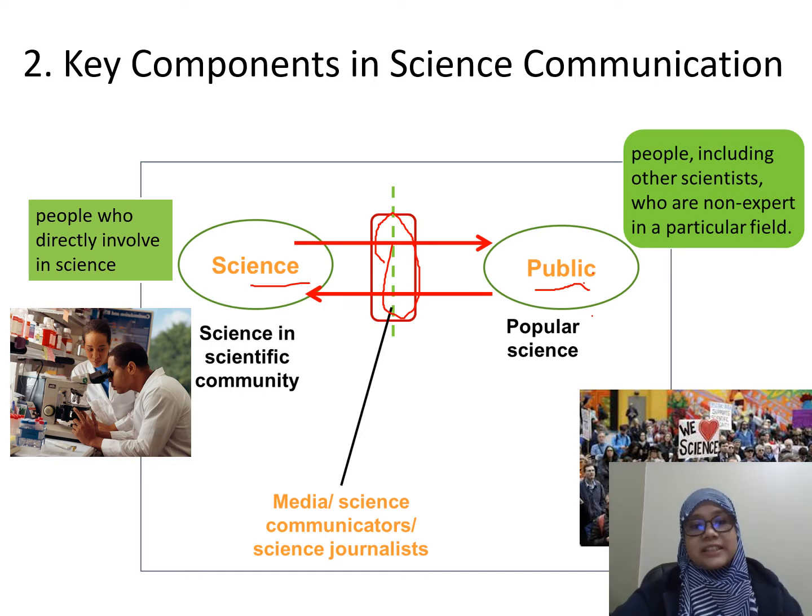Well, you guys are definitely people in science, but you can also be people in public. So these people in the middle are actually the mediator, the middleman. They could be media, they could be science communicators, and they could be science journalists. You're going to learn about the science communicators later on. So that's basically the key components involved in science communication: public and scientists, and also the mediator.